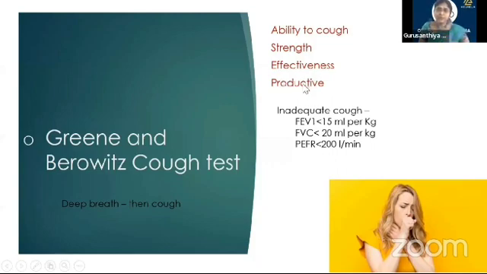If it is productive, then it means that the patient has pulmonary congestion or a pulmonary infection, and your patient is going to have an increased risk of postoperative pulmonary complications. If the cough is inadequate, it means the FEV1 is less than 15 ml per kg, forced vital capacity is less than 20 ml per kg, and the PEFR is less than 200 liters per minute. All these predispose the patient to increased postoperative pulmonary complications.